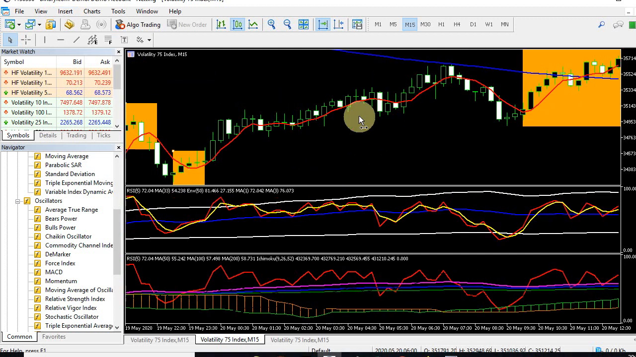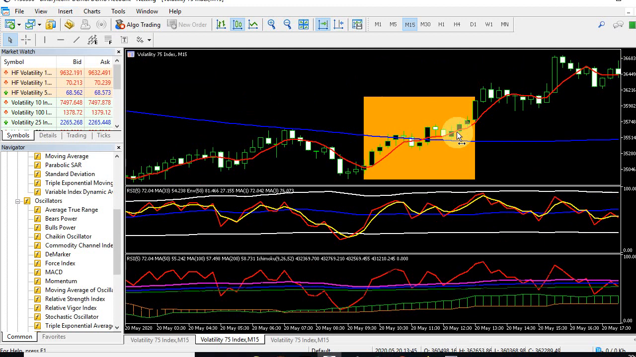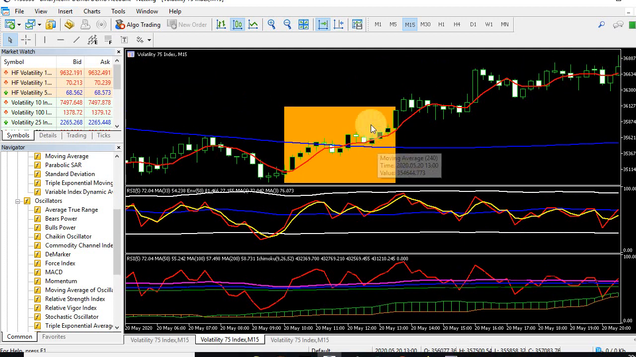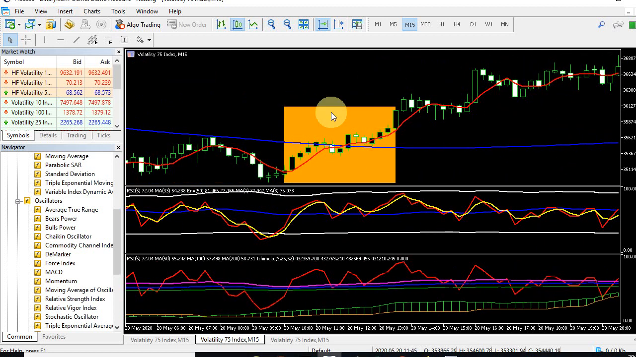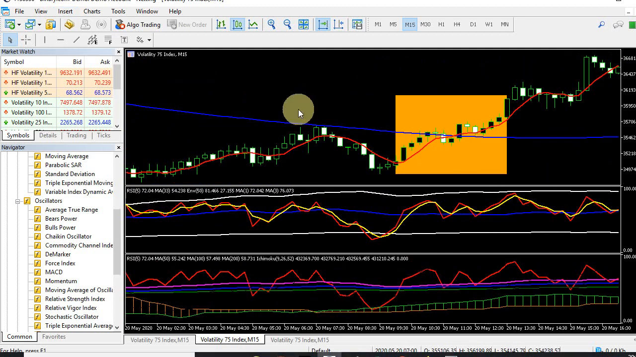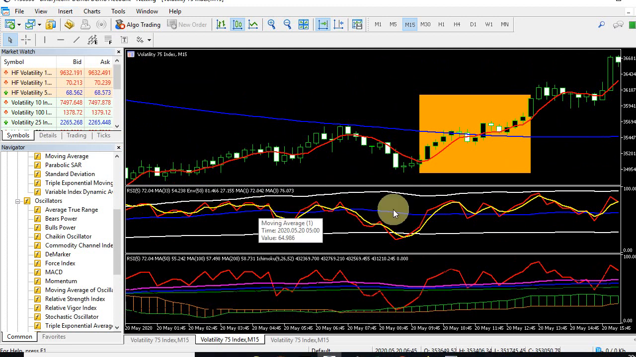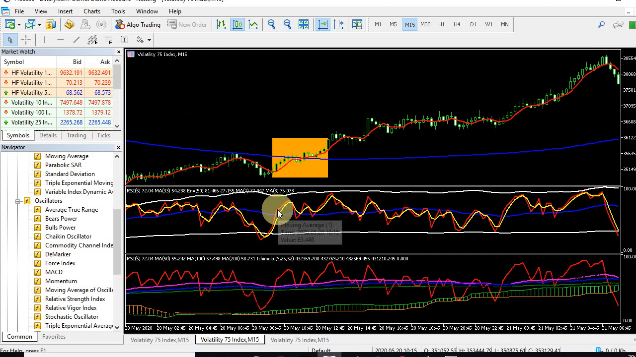Apart from that, when the red moving average, which is the 5 period moving average, cross up above the 240 period moving average, you have your trend change. So that's for the main chart. Then indicator window 1. When the red line and the yellow line, the yellow line is 3 period, the red line is 1 period moving average.